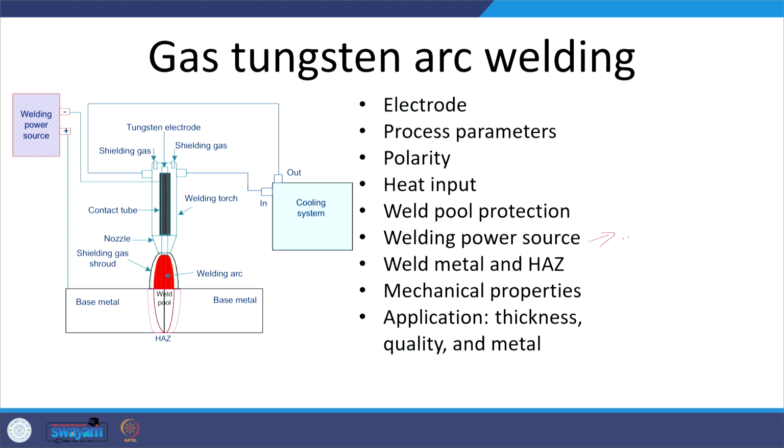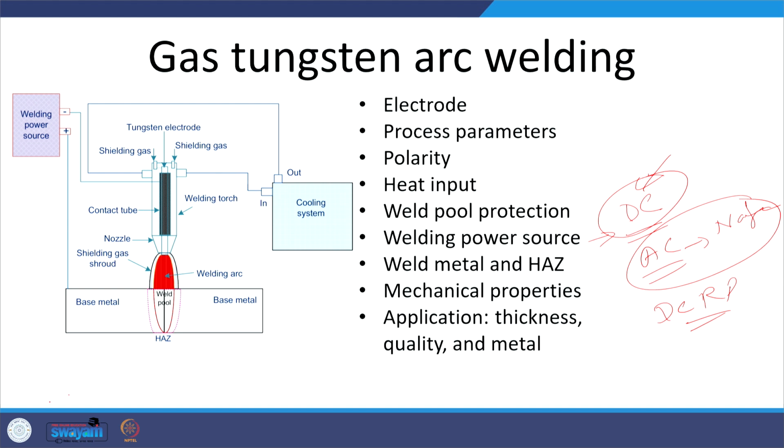As far as the welding power source is concerned, mostly we use the DC power source but we can use the AC also for the non-ferrous metals. So, the AC and DC both can be used, but the AC is primarily used for the non-ferrous metals and DC is used for the ferrous metals. If we have to use the DC with the non-ferrous metals, then this is the DC RP that will be used, as I have already talked.